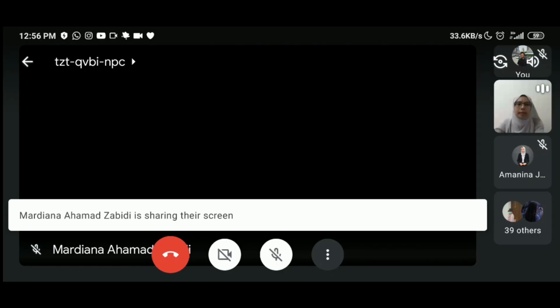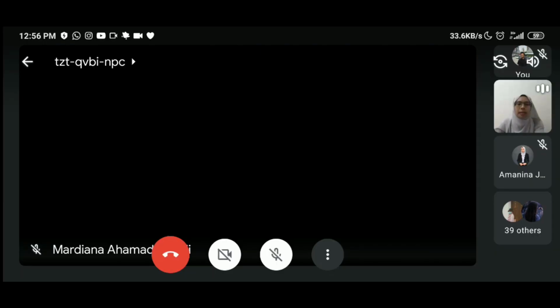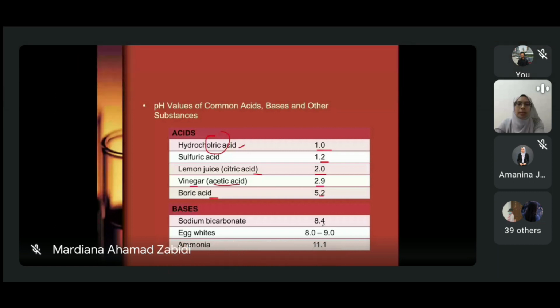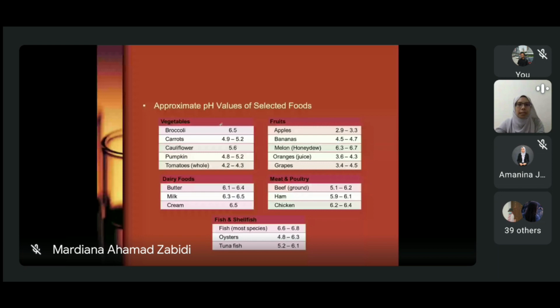Sodium bicarbonate, the pH is around 8.4, whereby for egg whites it is in between 8 to 9, and then we have this ammonia, which is very strongly alkaline. Okay, then you have the pH values for selected foods. So, you can look for yourself here. We have vegetables, fruits, meat and poultry, dairy foods, and fish as well as shellfish.